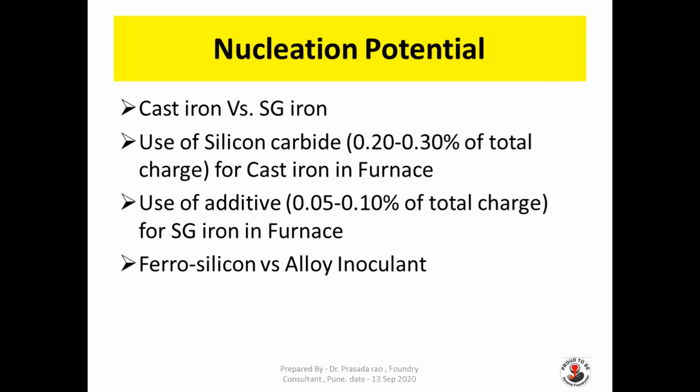Once again, I repeat, for cast iron, your nucleation potential is in the furnace. Whereas for ductile iron, nucleation potential is in the treatment ladle. So for cast iron, one has to take care of the metal in the furnace. For ductile iron, they have to do a very good treatment in the treatment ladle.